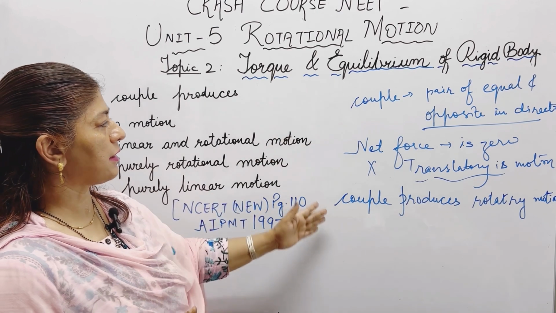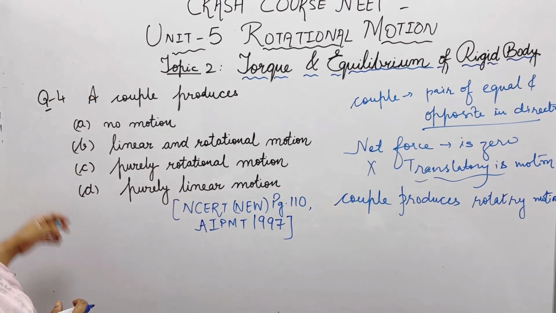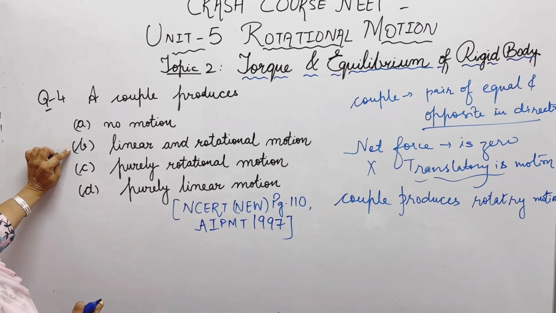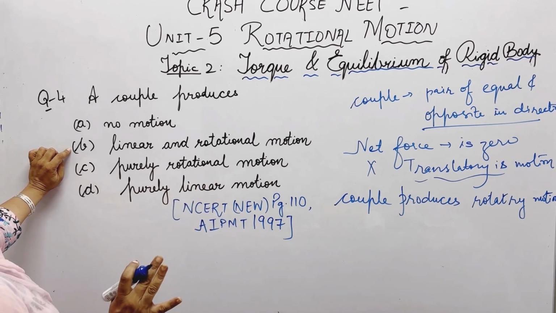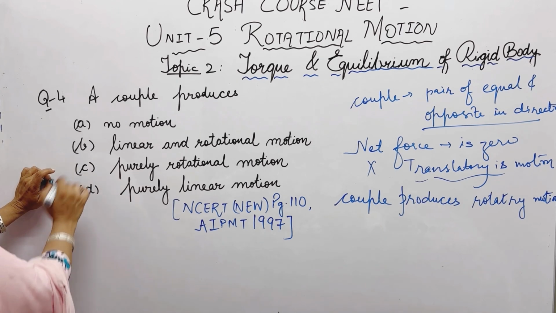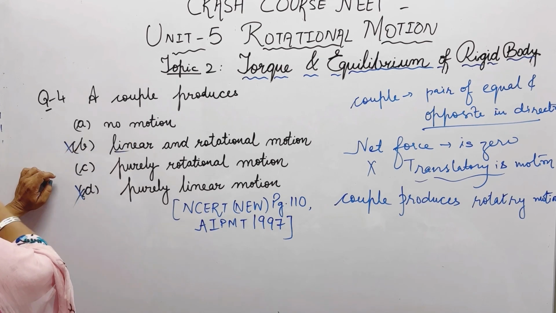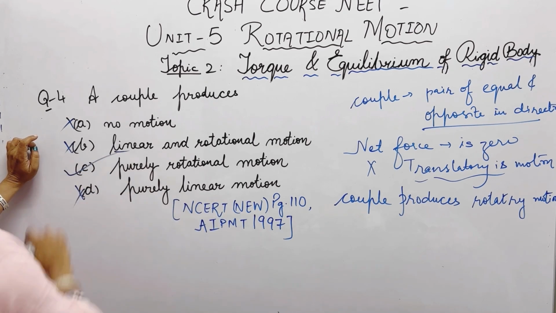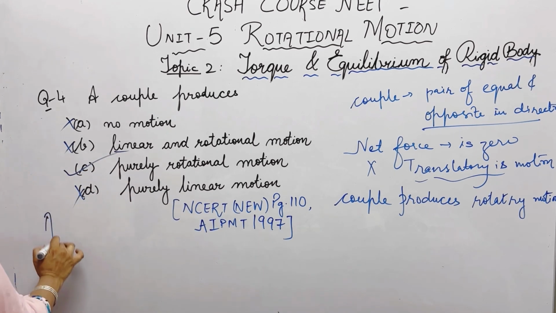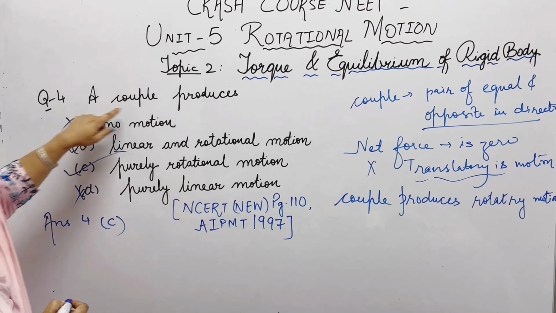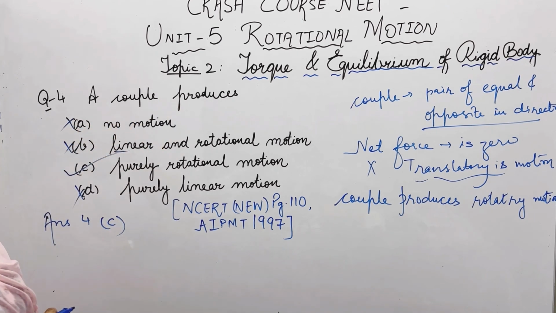So from these concepts we conclude that a couple produces no motion? No, there is a rotatory motion. Linear and rotational motion? Linear translatory is not there. Purely rotational motion, purely linear motion? Purely linear motion is not there, so this option is not correct. No motion? Motion is there, rotatory. So option number C goes with our concept, and the answer for the fourth is option C, purely rotational motion when a couple is applied.